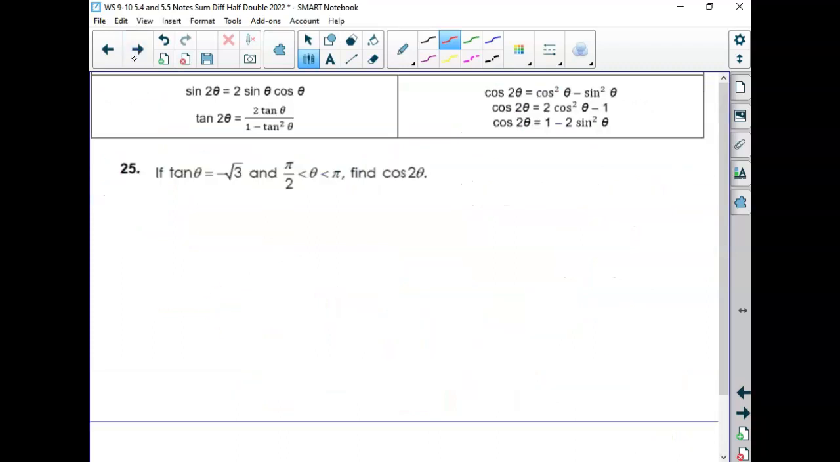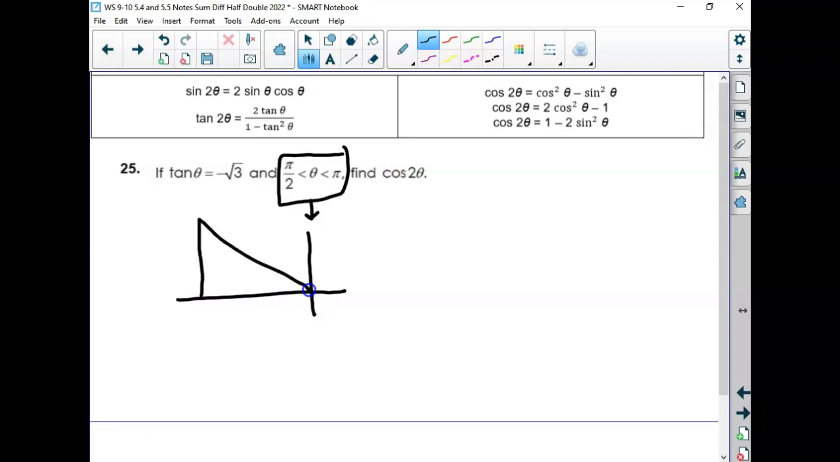All right, so this one, number 25, can anybody tell me what quadrant I'm going to draw this in? Between pi over 2 and pi means I am in quadrant 2. And it says the tangent is negative square root of 3, which we could put over a 1. So that's opposite. We could actually find this angle, and we'll do that in a minute. But tangent is opposite over adjacent, square root of 3 and 1.